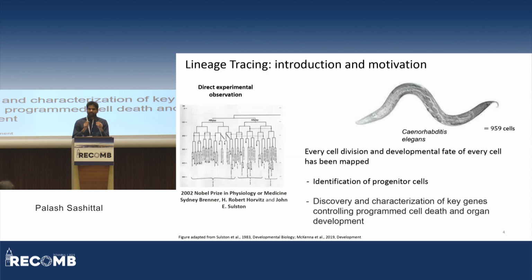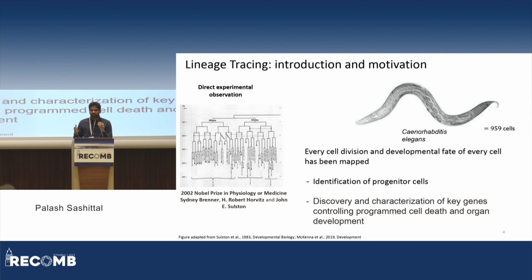So one such organism is C. elegans. So every single cell division and developmental fate of every cell of this organism is mapped during the developmental process. And this was done in the early 1980s using direct experimental observations and led to a lot of biological insights into genes that control programmed cell death and organ development, and later on led to the 2002 Nobel Prize in Physiology or Medicine.